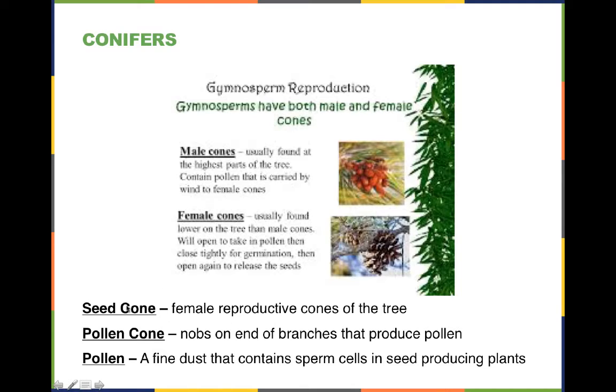So the seed cone or female cone produces the seeds. The pollen cone or the male cone, this is the male cone, this is the female cone. This actually can occur in the same tree, and it's common for there to be self-pollination. And the pollen is that fine dust that occurs associated with the male cone.